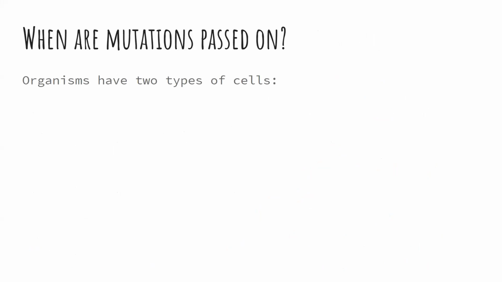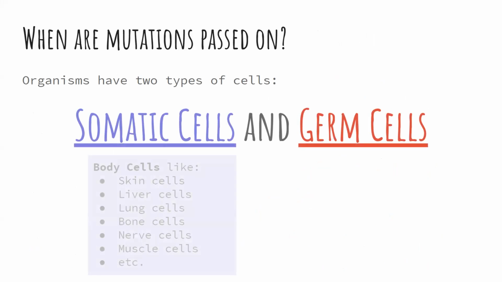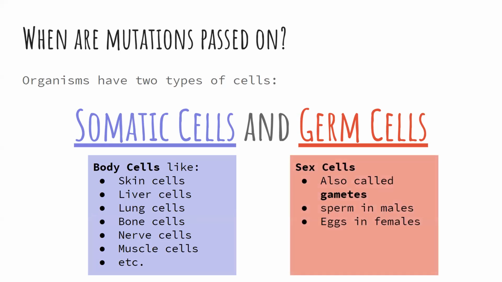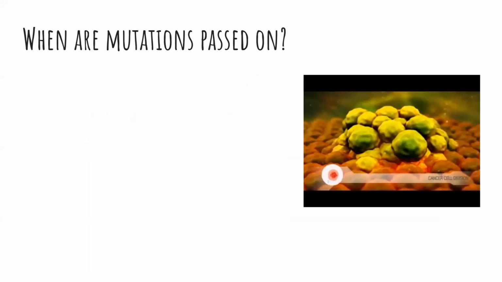So when are mutations actually passed on? Organisms have 2 types of cells. This is a unit 2 reachback. There are somatic cells and gametic cells, or sex cells, or germ cells. Your somatic cells or your body cells are things like skin cells, liver cells, lung cells, muscle cells, bone cells, nerve cells, all those different kinds of cells. But there are only 2 kinds of sex cells, 2 kinds of gametic cells, 2 kinds of germ cells: sperm in males and eggs in females.